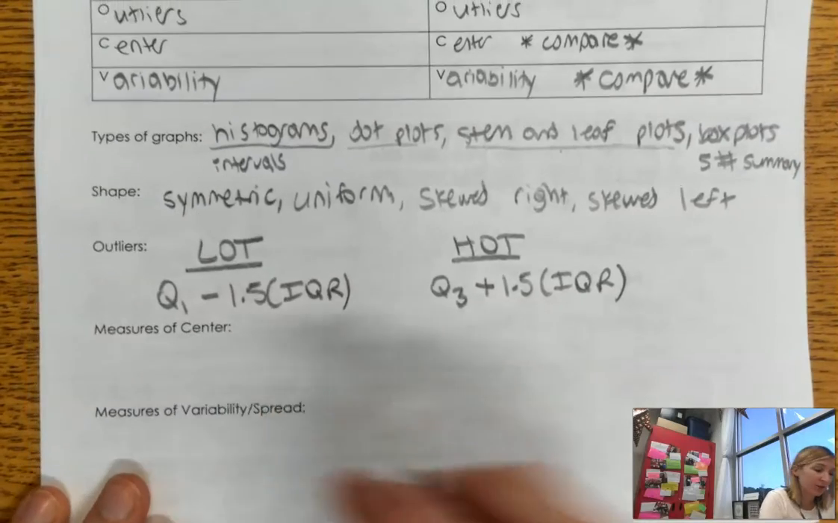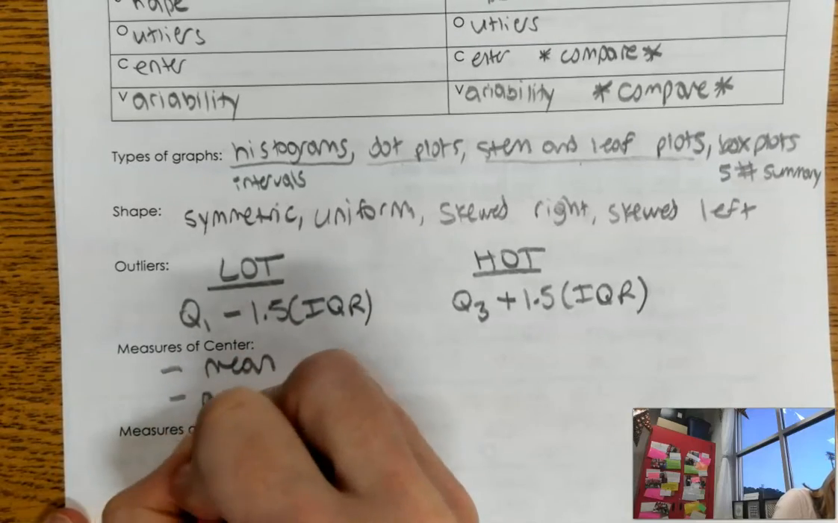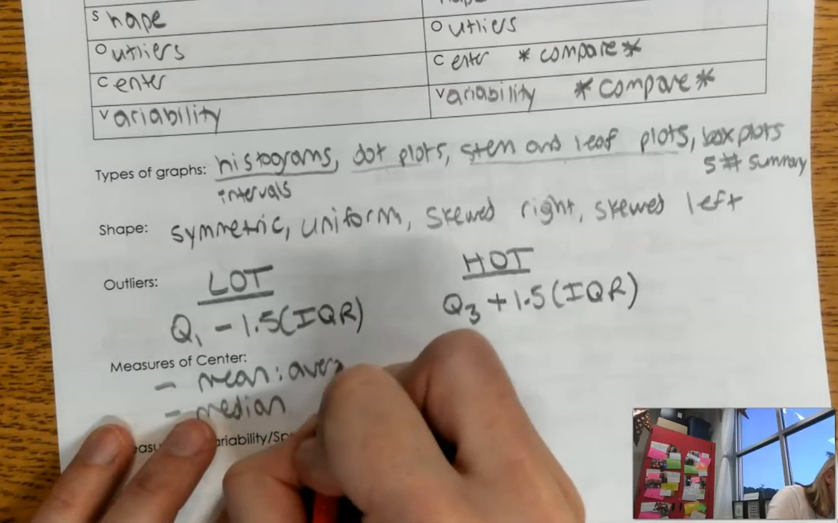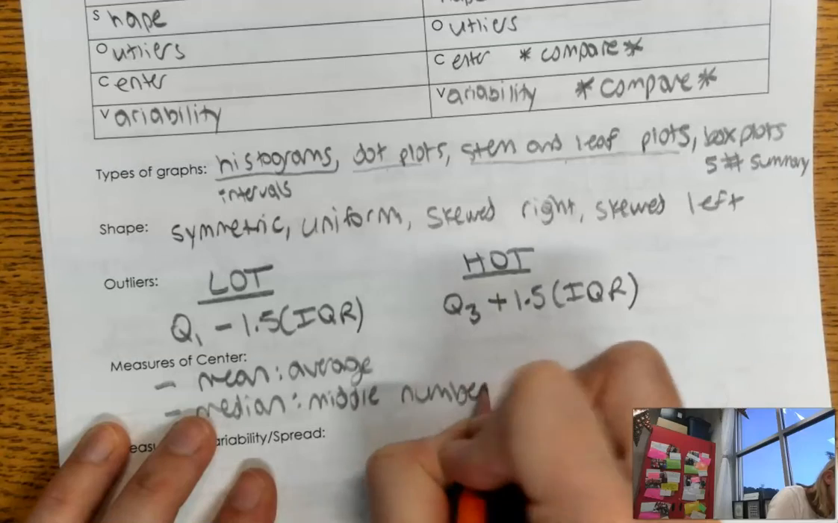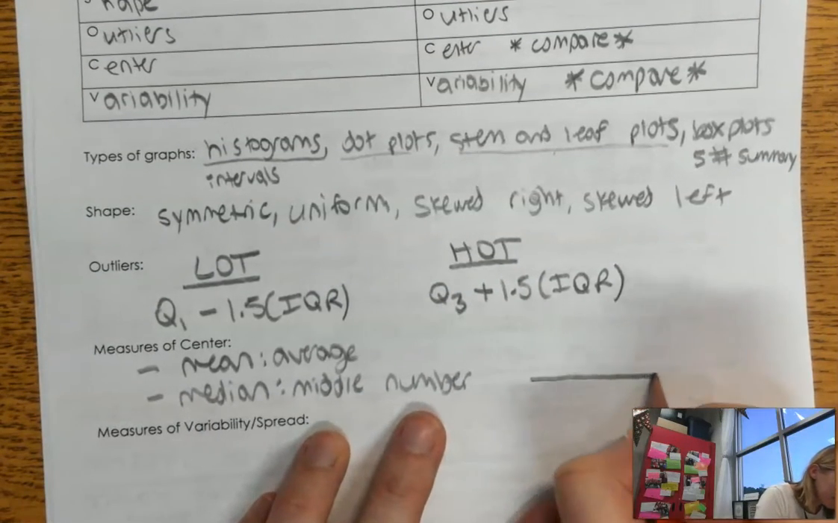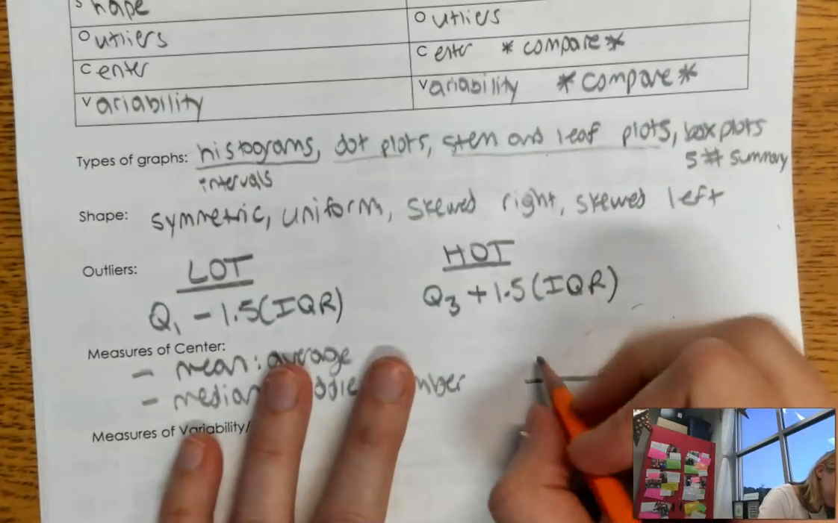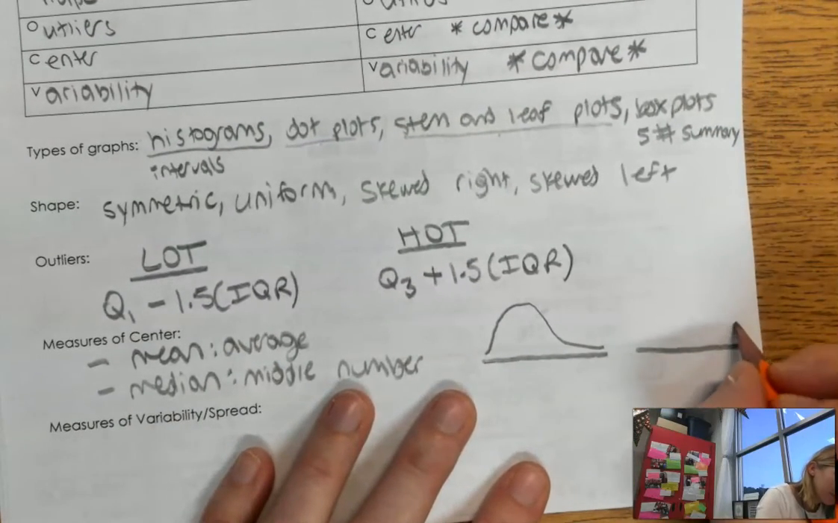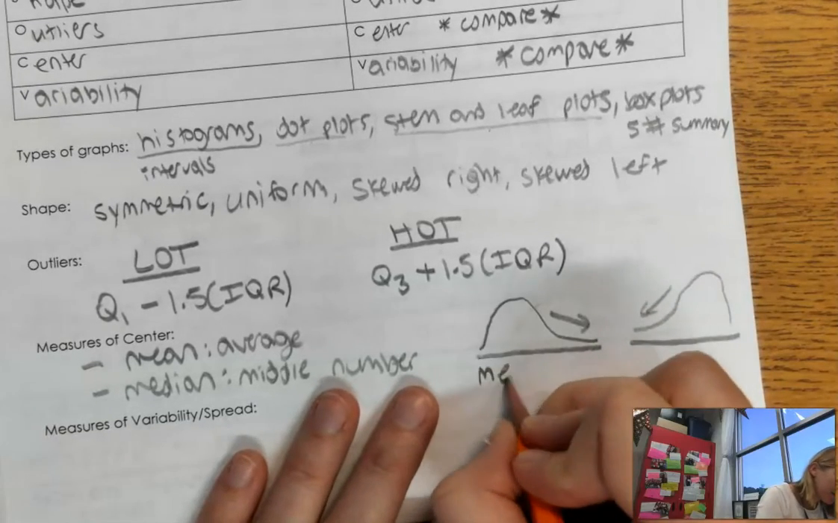All right, and then measures of center and measures of variability or spread. So the measures of center that we talked about are the mean and the median. Remember, the mean is the average, and the median is the middle number. All right. If we have a distribution that's skewed right, and we have a distribution that's skewed left.